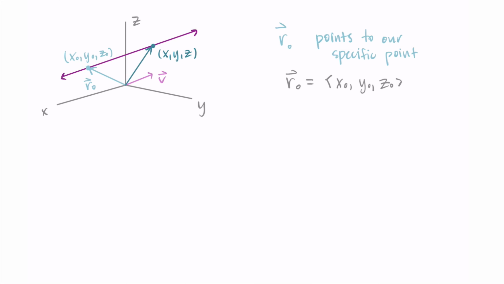So I'm going to have this other vector, let's call it r. And so the vector r is going to point to any point on the line. So that x, y, z is any point. So this points to any one of those points.